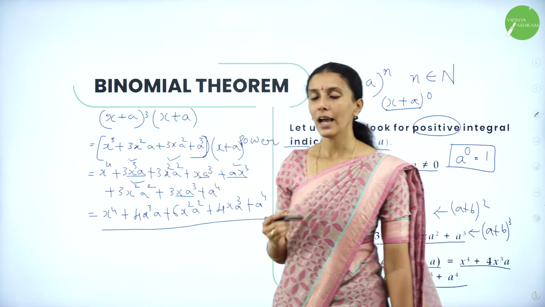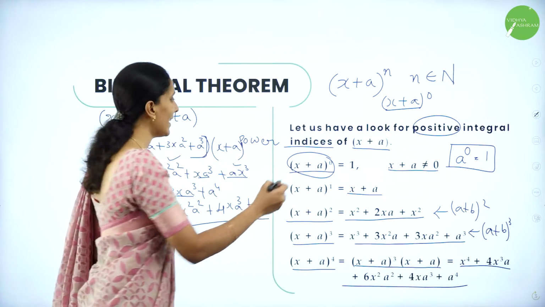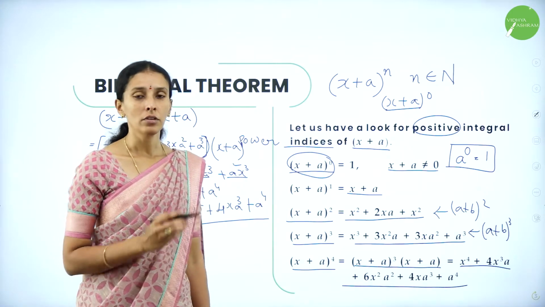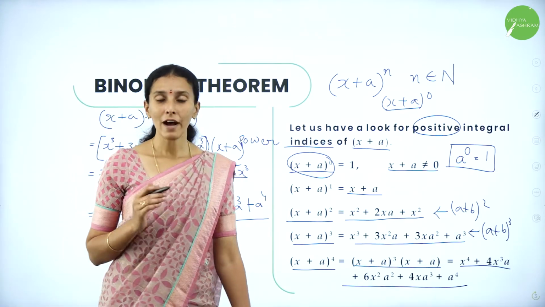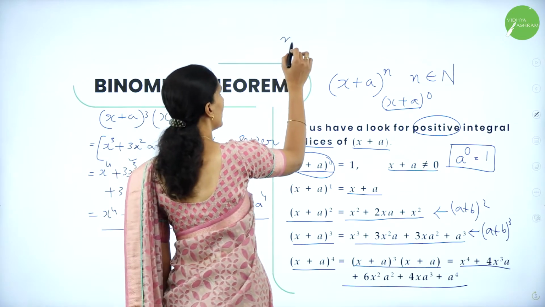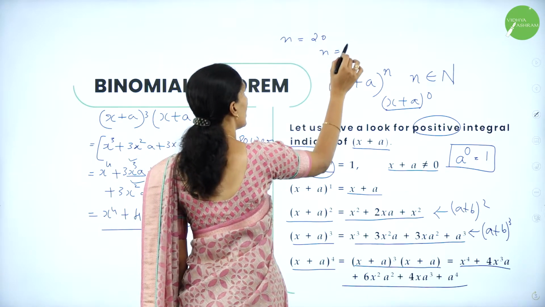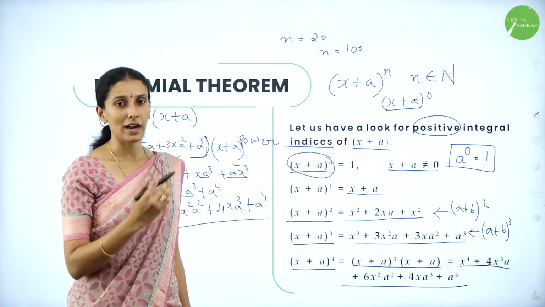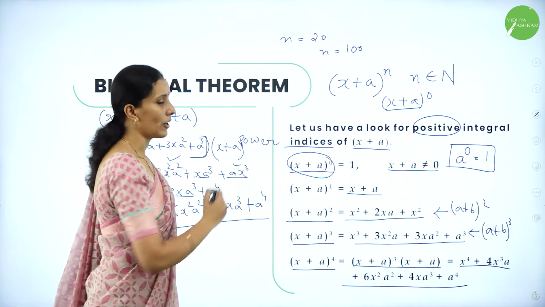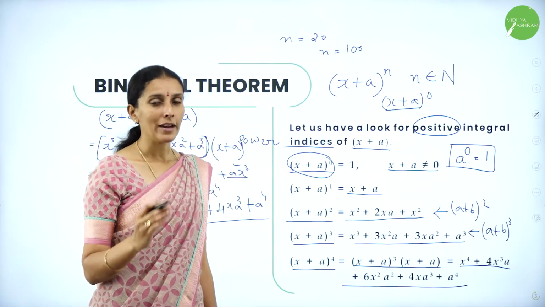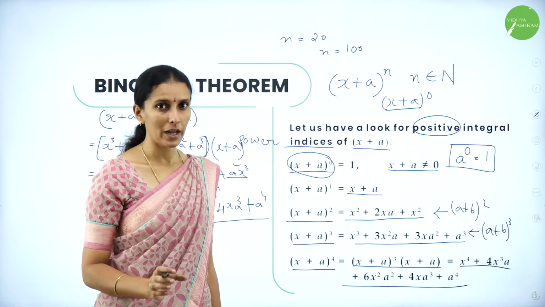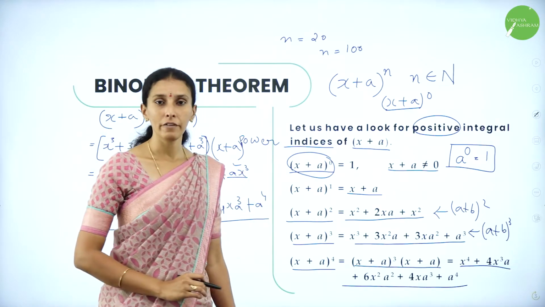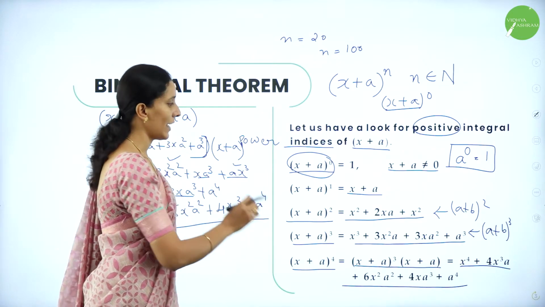So like this, we have to go on multiplying for the integral powers of x plus a. One more thing you have to find out here is when you have a higher number of powers, for example, n is equal to 20, n is equal to 100. You cannot go on multiplying x plus a each time and find the number of terms in the binomial. For this, the binomial theorem statement is very important. But before going to the binomial theorem, let us see some observations in the expansion of x plus a.